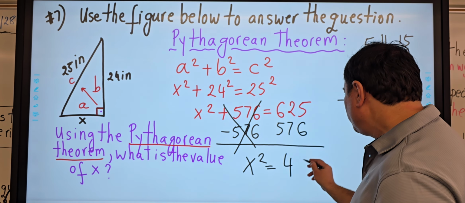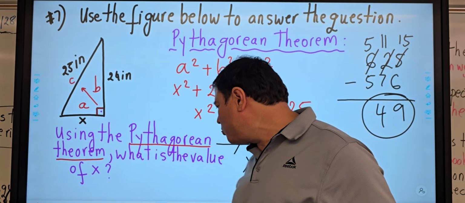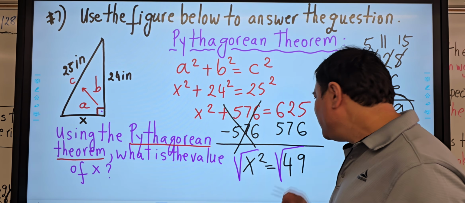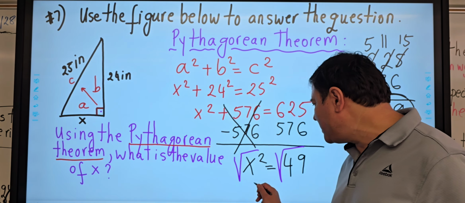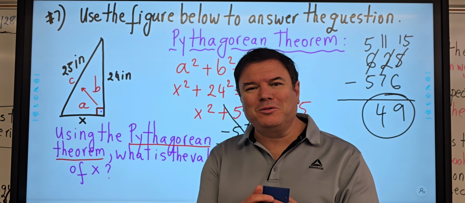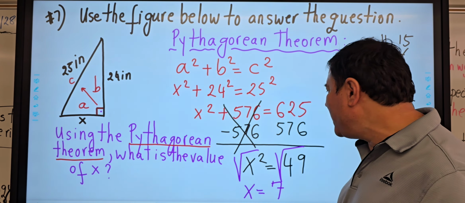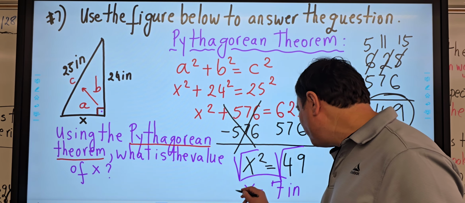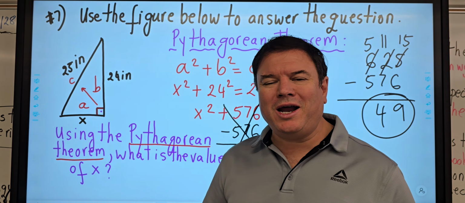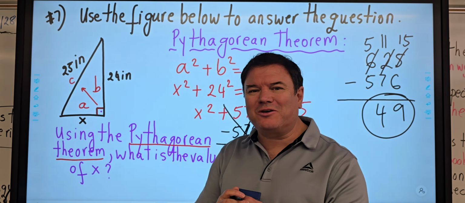X squared equals 49. But we are not done yet because they're asking us only for the x, not for the x squared. Therefore, now we have to square root on both sides. And remember, square root of x squared is going to be just x. And square root of 49, two numbers multiplied together to get 49 is 7. So the answer is x equals 7. And we call that inches. 7 inches is our answer. Please remember again that a squared plus b squared equals c squared, and use this Pythagorean theorem to find a missing side in a right triangle.